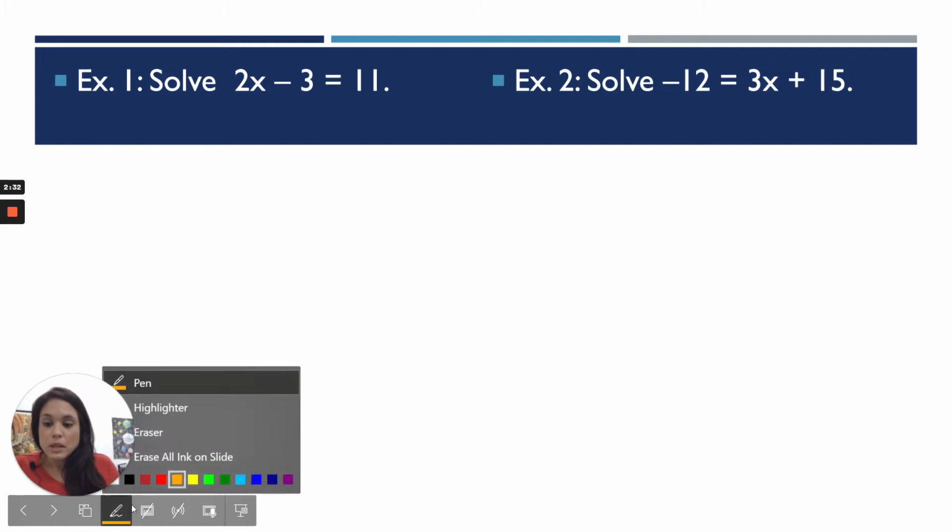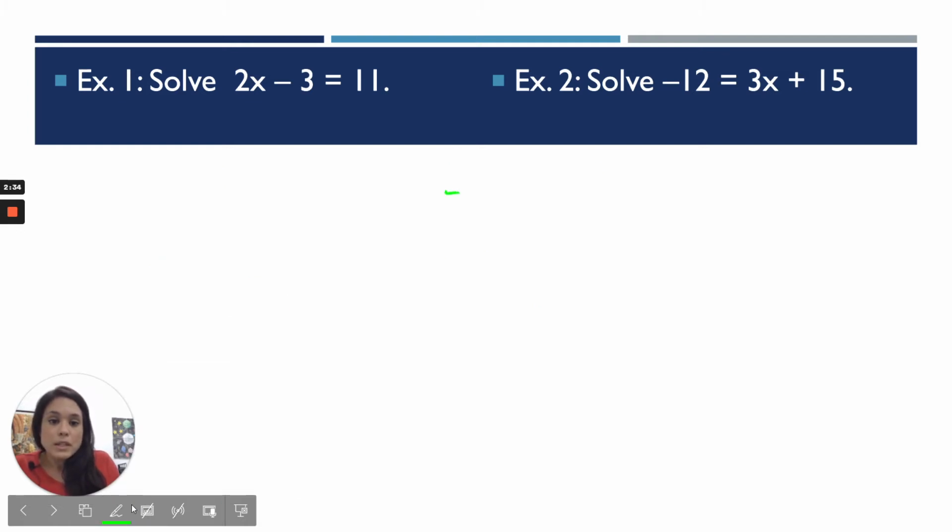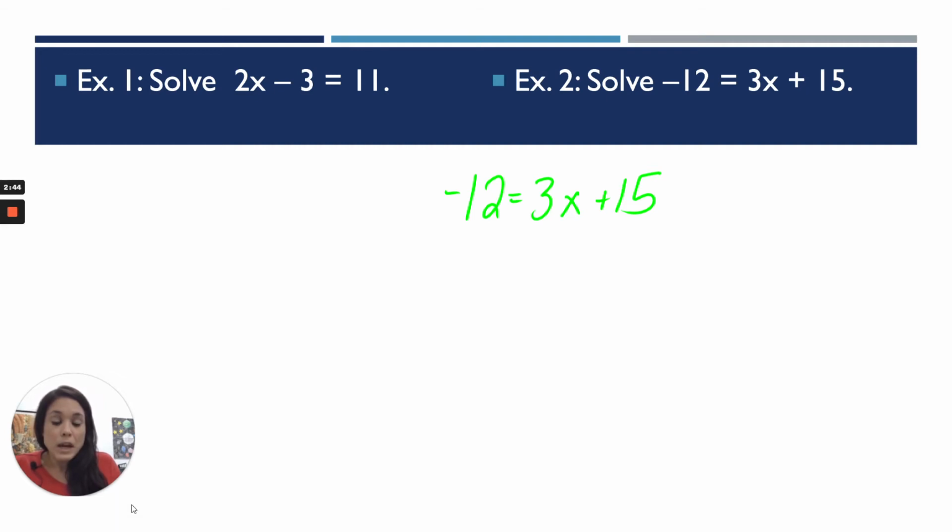Okay, let's do the next problem. This is negative 12 equals 3x plus 15. So we're going to isolate this x, but let's start with the number that's not attached to the variable first. So this is a plus 15. The inverse would be to subtract 15 from both sides.